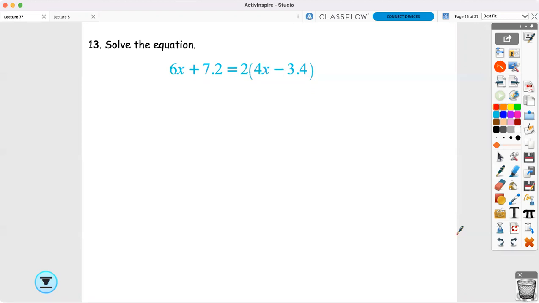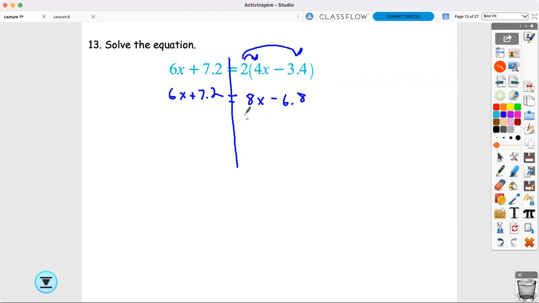All right, let's take a look at this equation. Hopefully you got started on some of it. Let's go ahead and jump into it. So draw a line down the equal sign, distribute if you can, and I see the right side we can. 2 times 4x is 8x. 2 times negative 3.4 is negative 6.8. Bring down the left side, and let's go ahead and start moving things around.